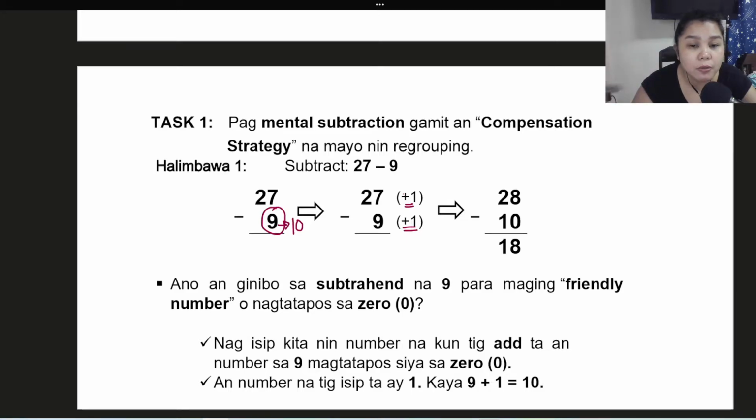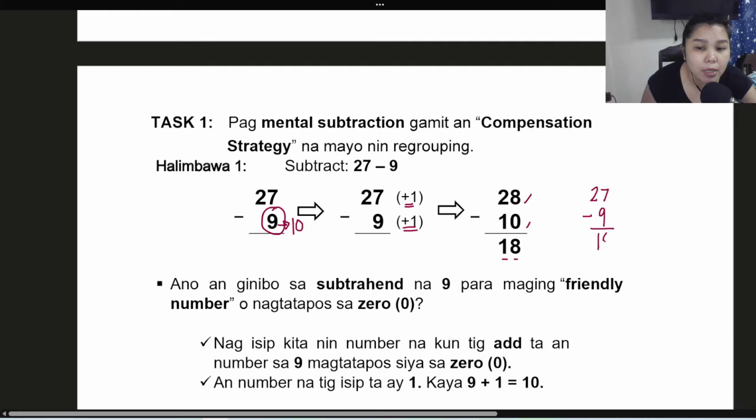do it sa minuend. So, therefore, eto na, 27 plus 1, naging 28. 9 plus 1, naging 10. So, see? Mas madali na siya. 8 minus 0 is 8. 2 minus 1 is 1. So, itong 18 na to will have the same answer with 27 minus 9 equals 18. So, pareho lang ang answer nila.